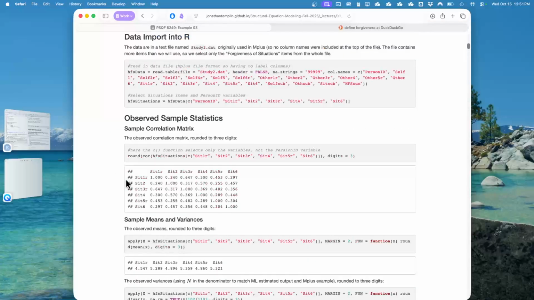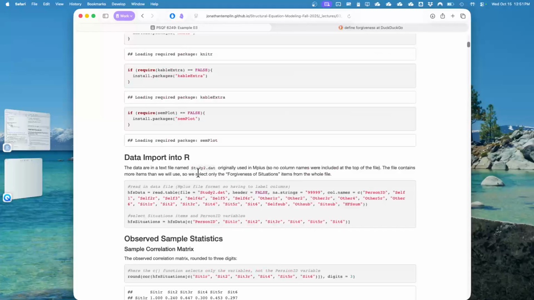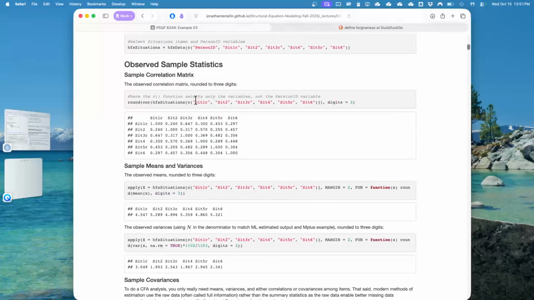Okay, so we bring our data into R. Here are the 6 items. We'll note the R on 3 of them. The odd items are reverse coded. This is the correlation matrix that you see here.